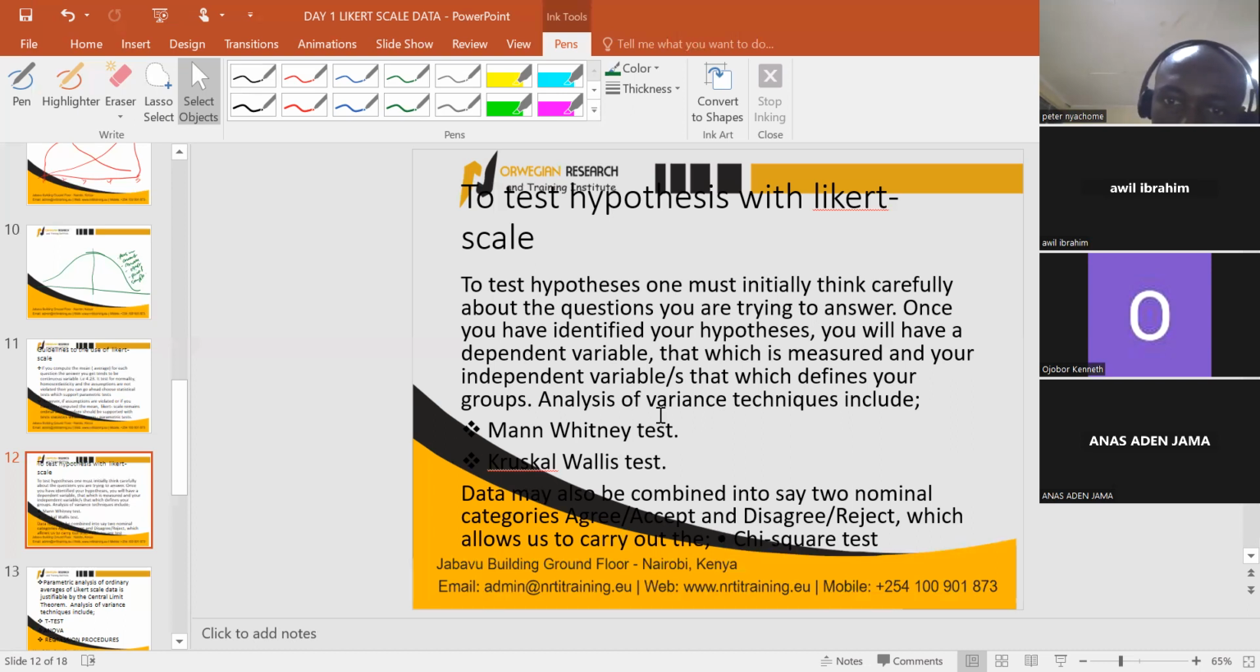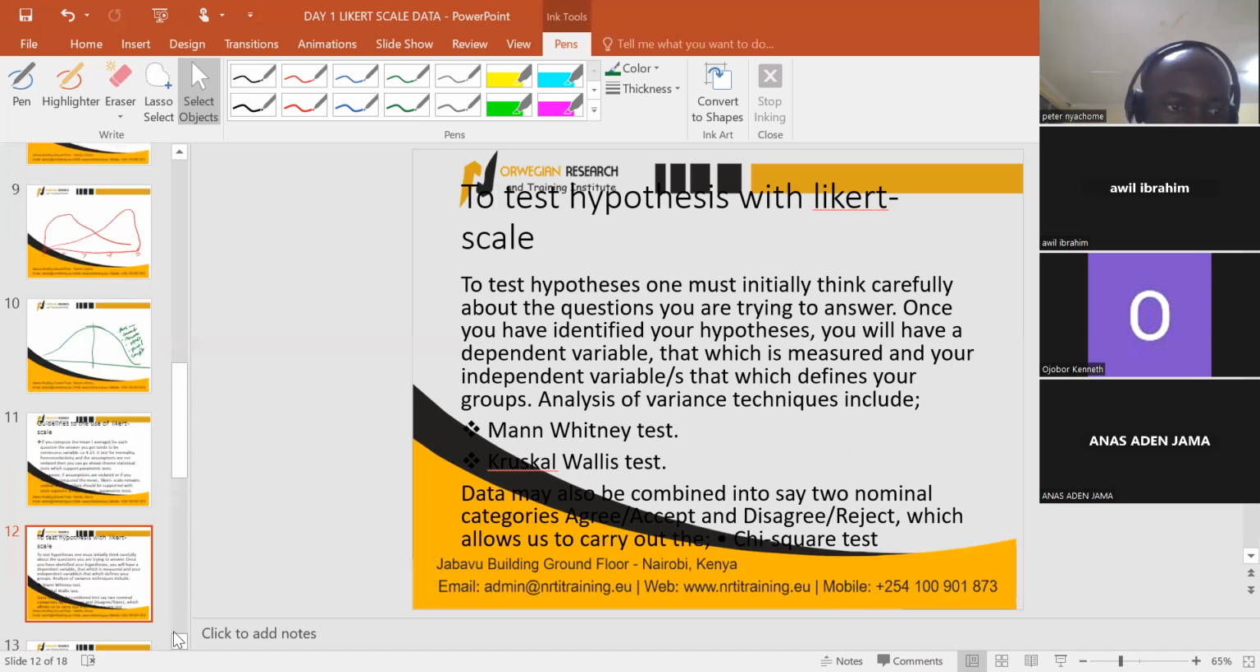You can use chi-square to test the hypothesis in that particular case, especially when you have Likert scale data. Let's move forward.